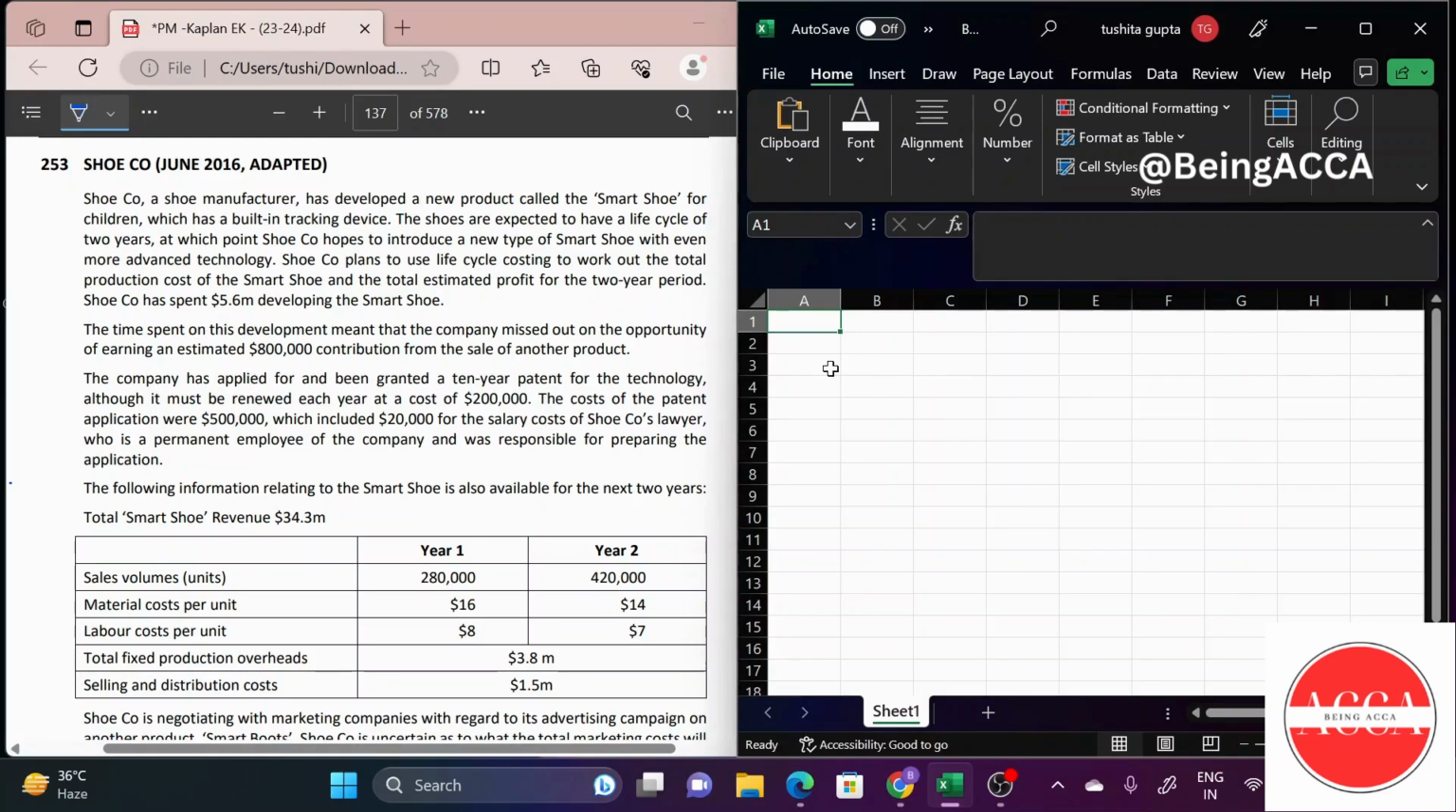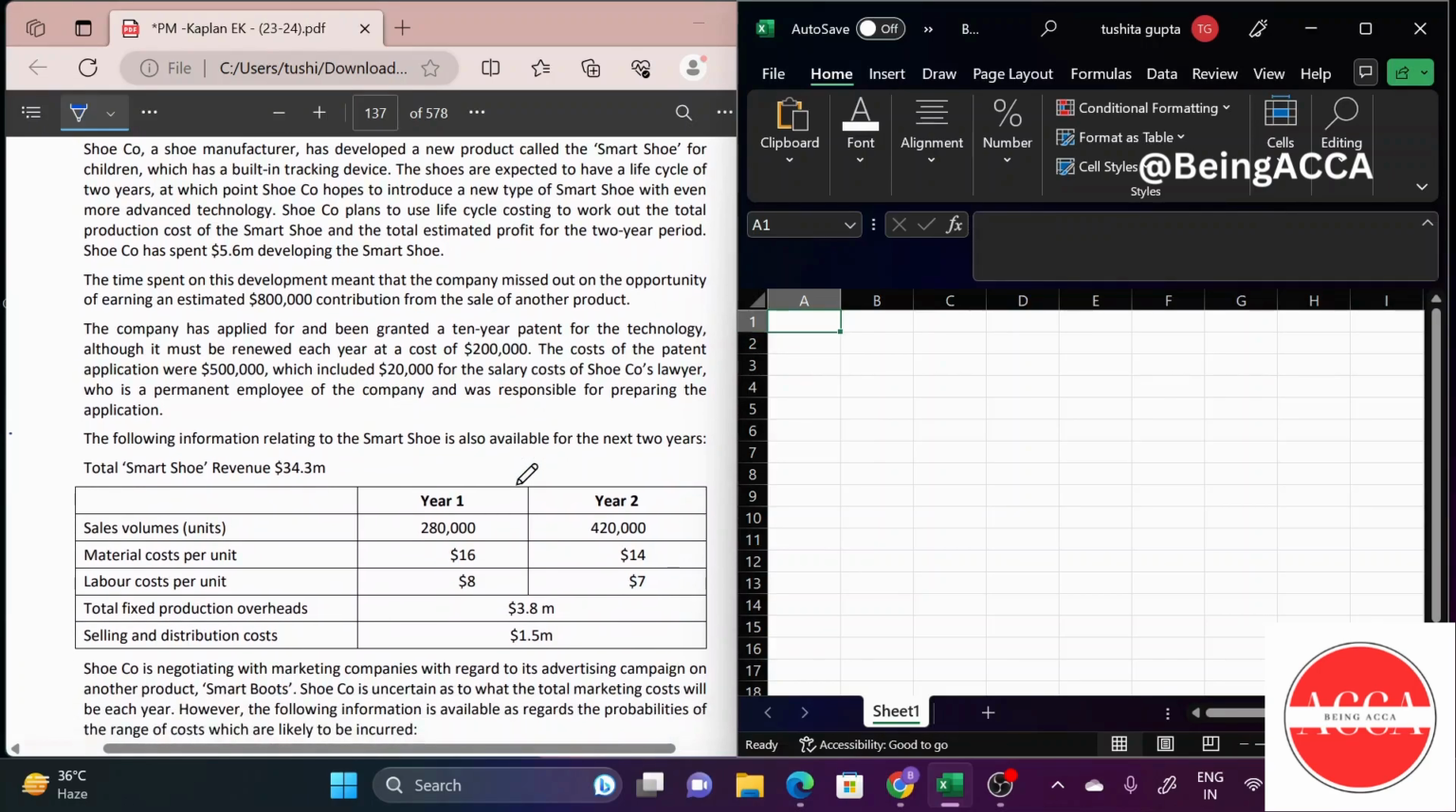This is Tashita Gupta, ACCA affiliate, and in this video we are going to be solving Shoe Company. Shoe Company, a shoe manufacturer, has developed a new product called the Smart Shoe for children, which has an inbuilt tracking device. The shoes are expected to have a life cycle of 2 years, at which point Shoe Company hopes to introduce a new type of smart shoe with even more advanced technology. Shoe Company plans to use life cycle costing to work out the total production cost of the smart shoe and the total estimated profit for the 2-year period.